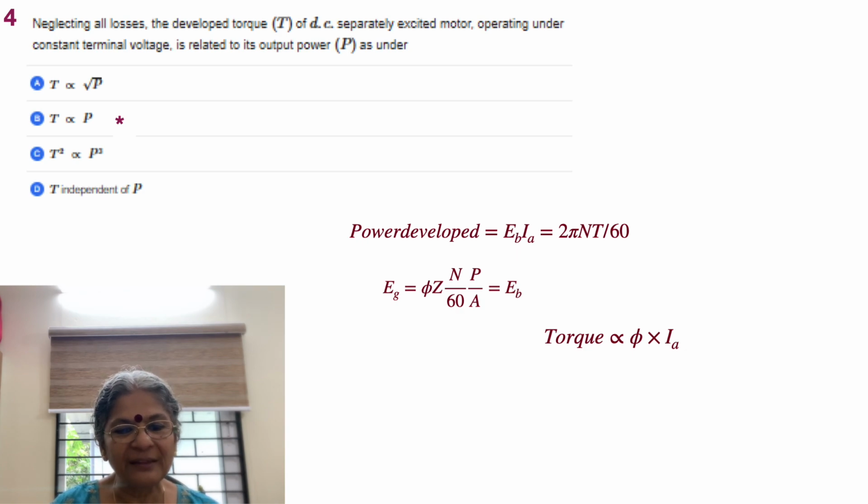How do we put them all together? We realize that now power is proportional to EB IA, where EB is proportional to flux and speed, and on the other side we have speed and torque. So speed and speed can cancel, and now torque is replaced by flux and current. We see that flux is also on both sides. So it's simply that torque is directly proportional to power. This is again a use of the interrelationship between different quantities in a motor.